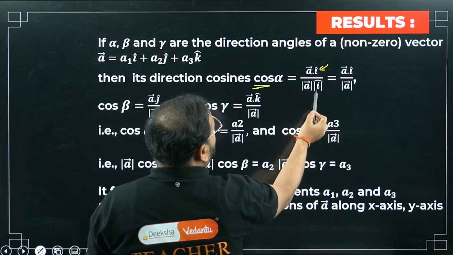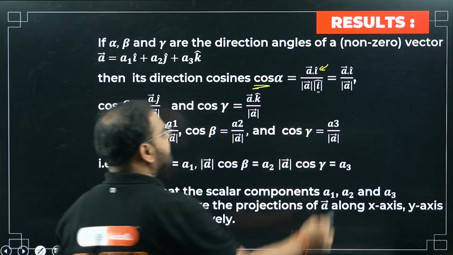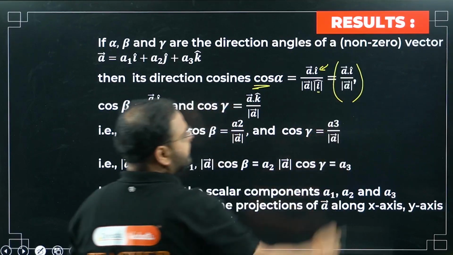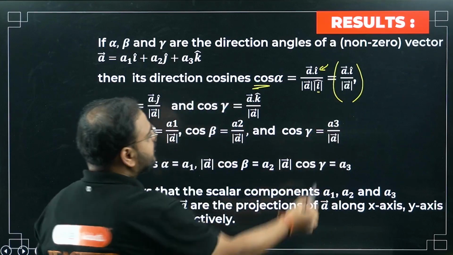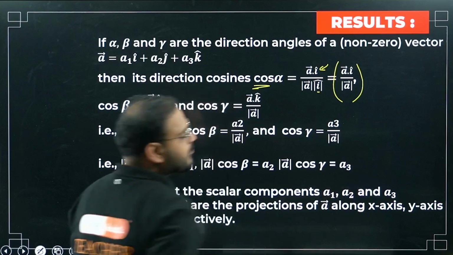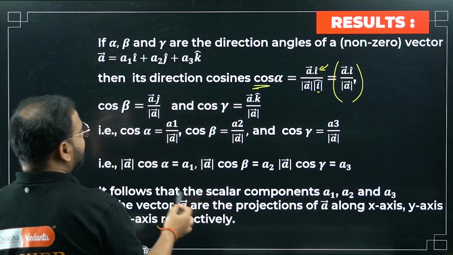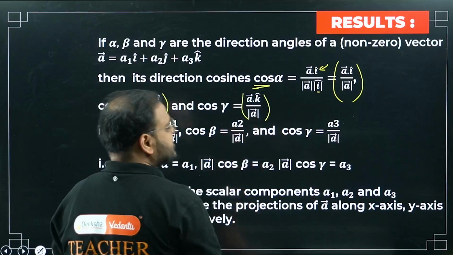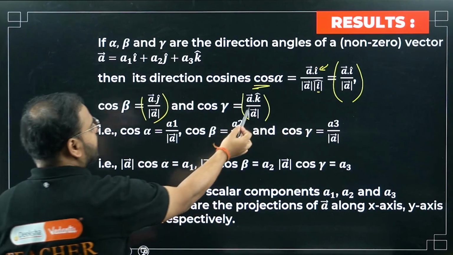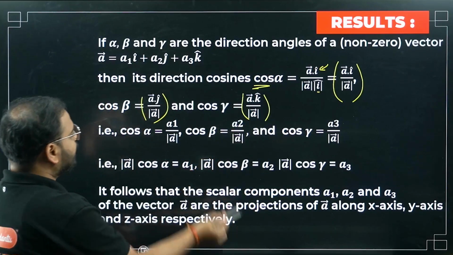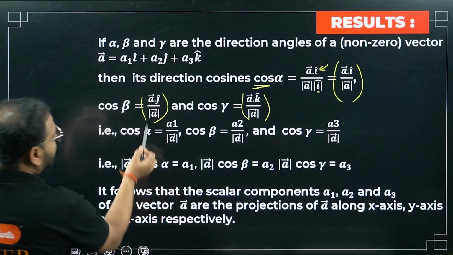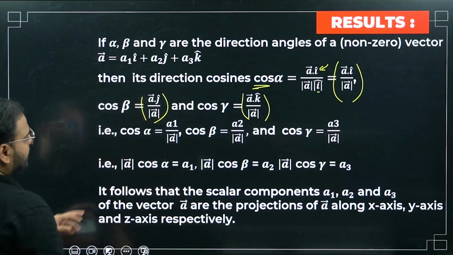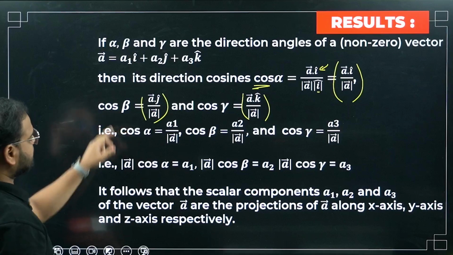The same thing is written over here. But mod of I cap is how much? 1. So I can write this as A dot I cap upon vector A modulus. Same way I can write for the y component. For the z axis or z component it is A dot k upon mod of A. If you cross multiply, you're going to get what? Please check. A with cos.